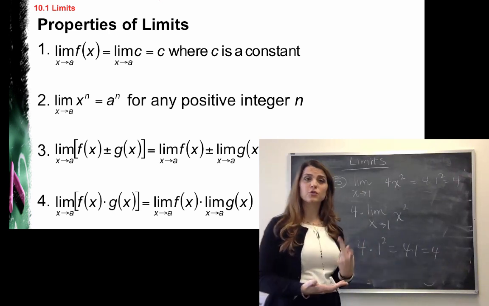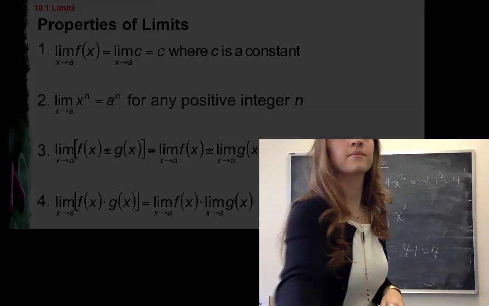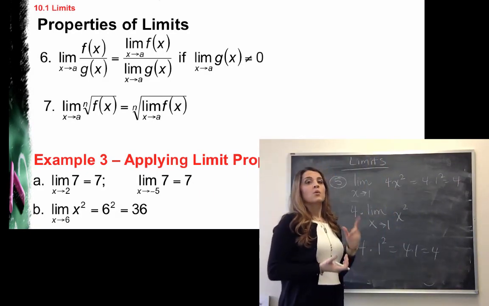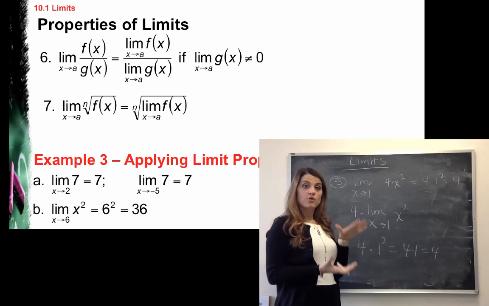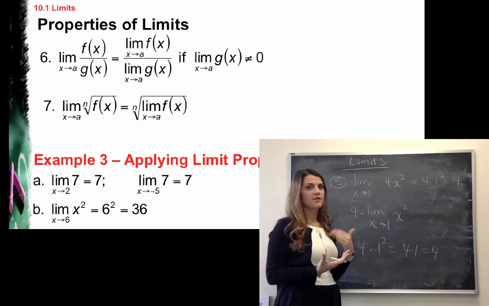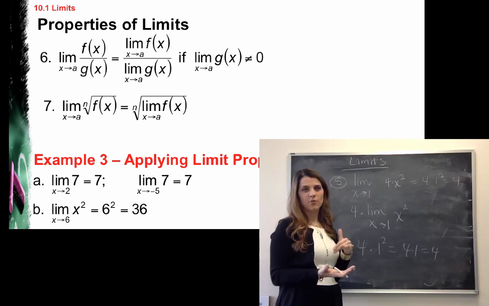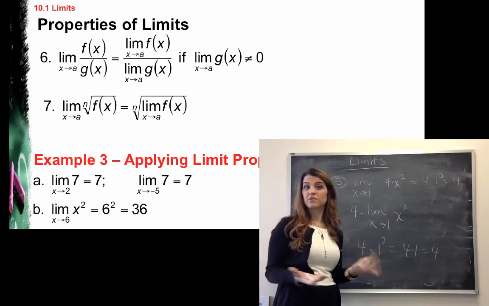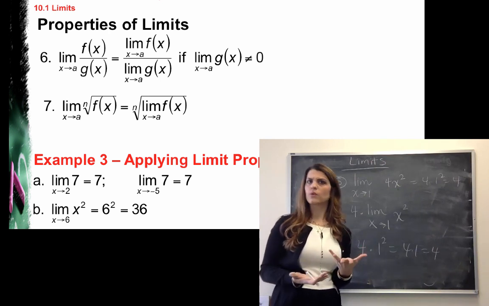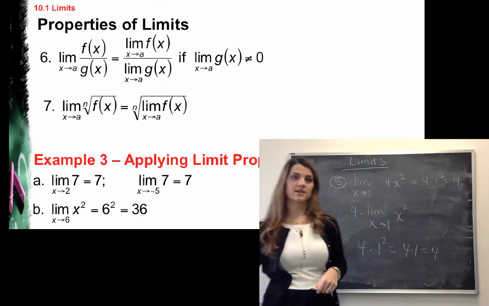Now there are 2 more properties that we're going to look at. Property 6 and 7. Property 6 deals with quotients. Same idea as the product, just the only difference here is that you have to make sure that the limit of the denominator function isn't going to be 0, because then it will be undefined. And then property 7 deals with roots. So let's look at examples of both 6 and 7.